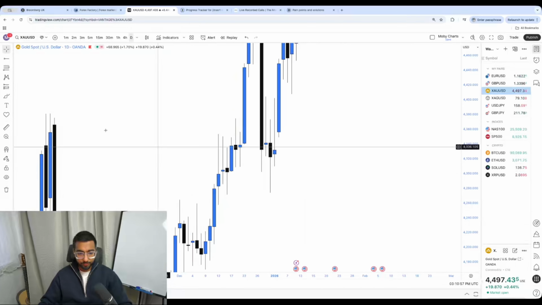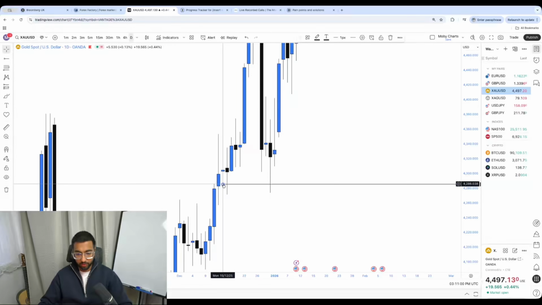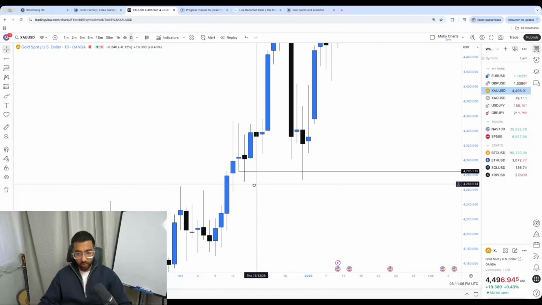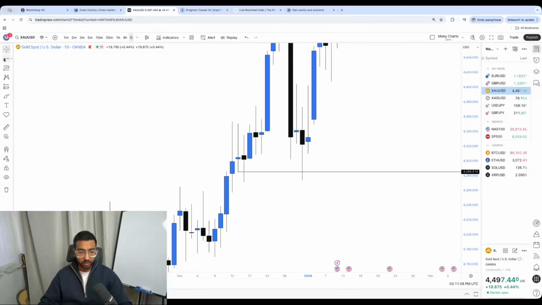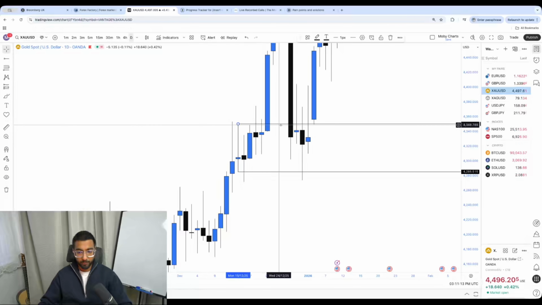We had manipulation. This candlestick gets manipulated. Where do you think we're going to target? That same daily high, which then gets hit. Boom, like that.